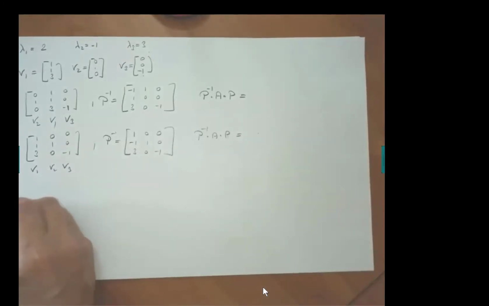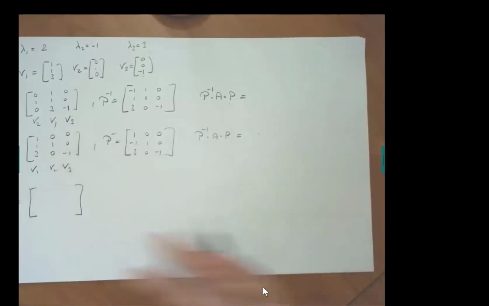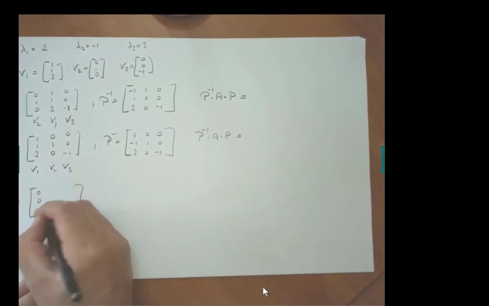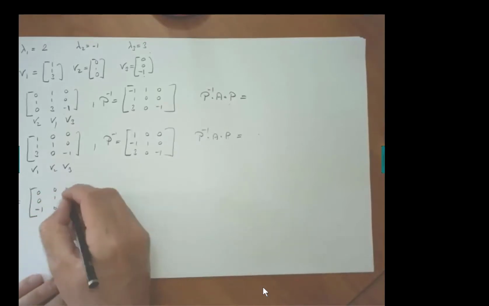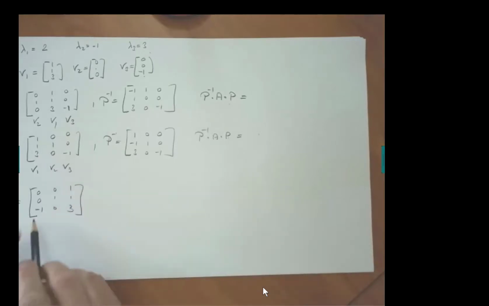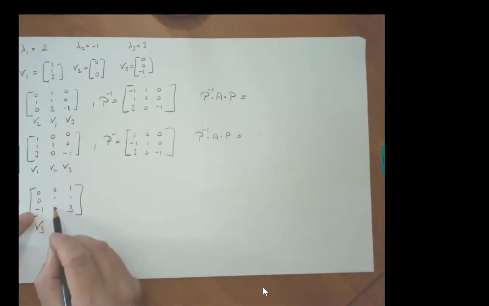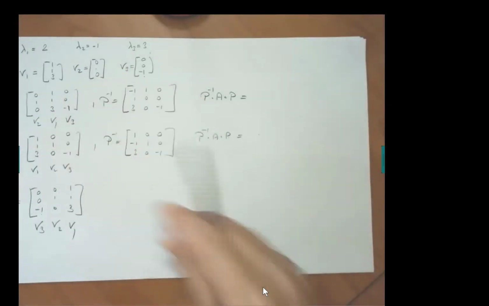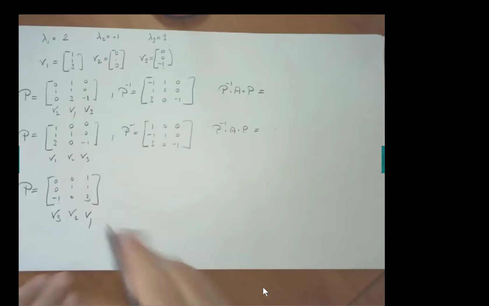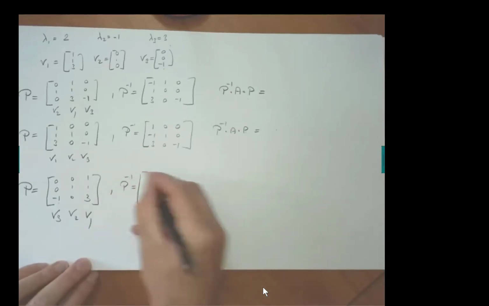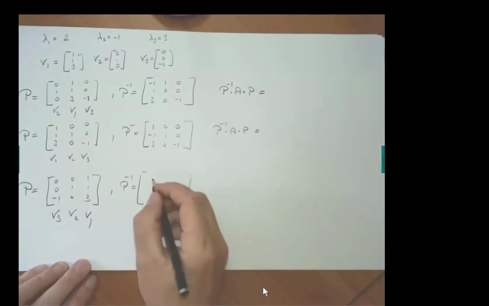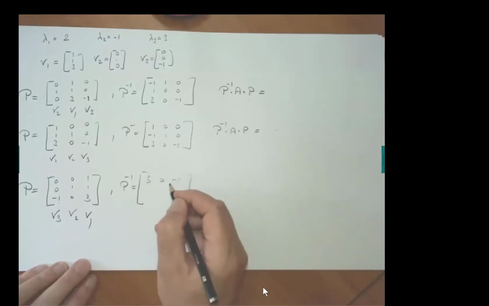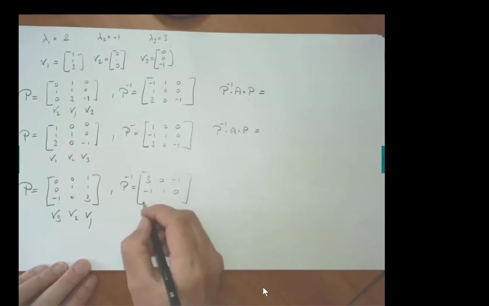Okay, and I have one more. I don't really know why I picked these 3 and not the other 3. I just did it. So 0, 0, -1, 0, 1, 0, 1, 1, 3. This time this is V3, this is V2, and this is V1. Again, each time you see the columns are the eigenvectors. And the P inverse is just a permutation of the columns from here. So here we have 3, 0, -1, -1, 1, 0, 1, 0, 0.